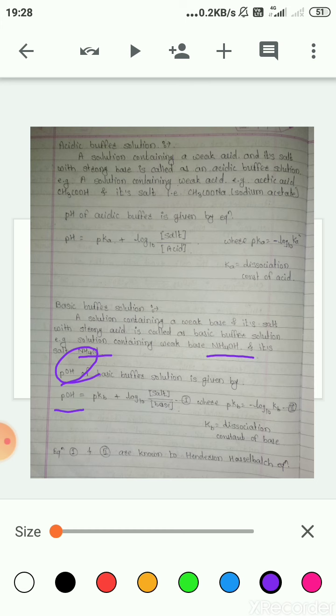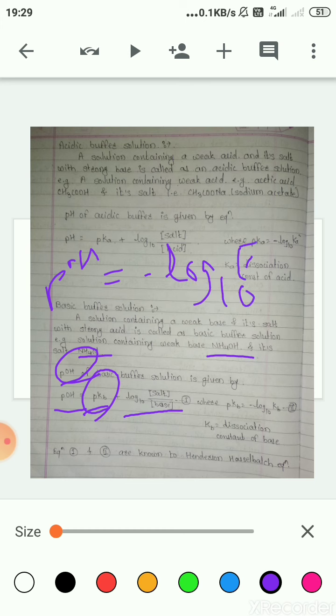Okay, now see, pOH is equal to pKb plus log to the base 10 of the ratio of the concentration of salt to the concentration of base. Now here again, pKb. We have seen the equation for pOH is equal to negative log to the base 10 of the concentration of OH minus ion.